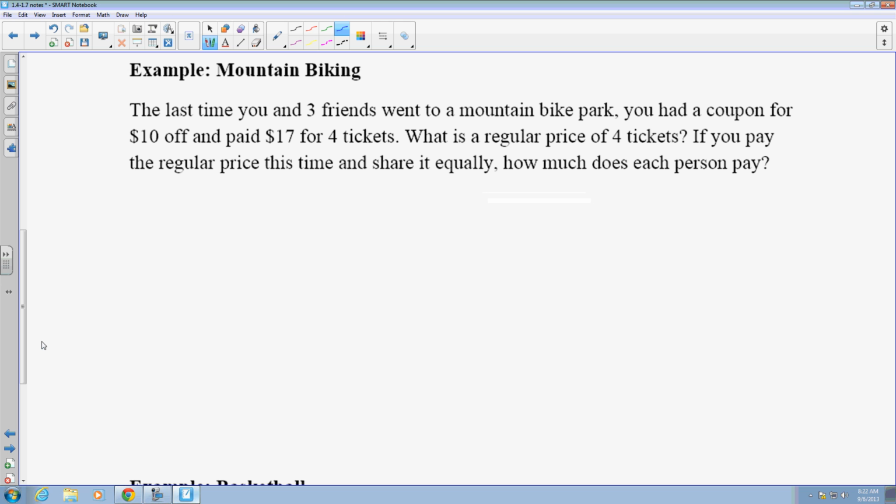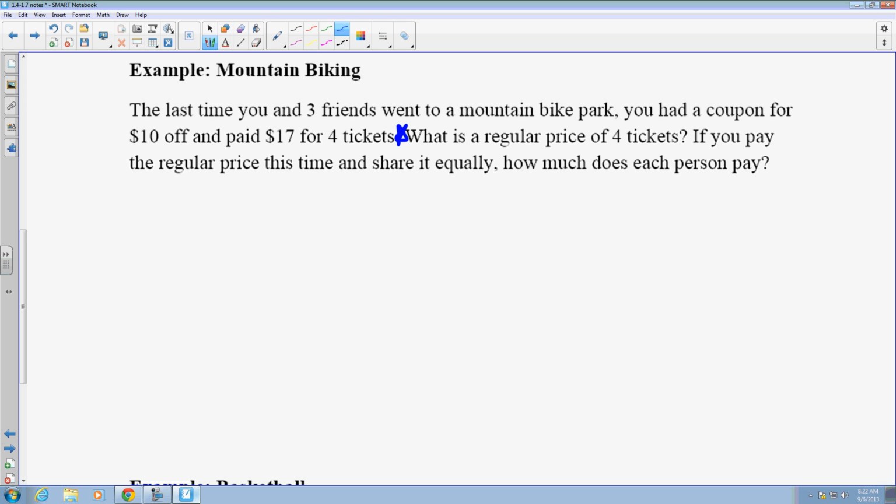The last time you and 3 friends went to a mountain bike park, you had a coupon for $10 off and you paid $17 for 4 tickets. What is the regular price of 4 tickets? If you pay the regular price this time and share it equally, how much does each person pay? So what we're really trying to find out is, what is the regular price of 4 tickets? That's our first question. So that's what we should target first.